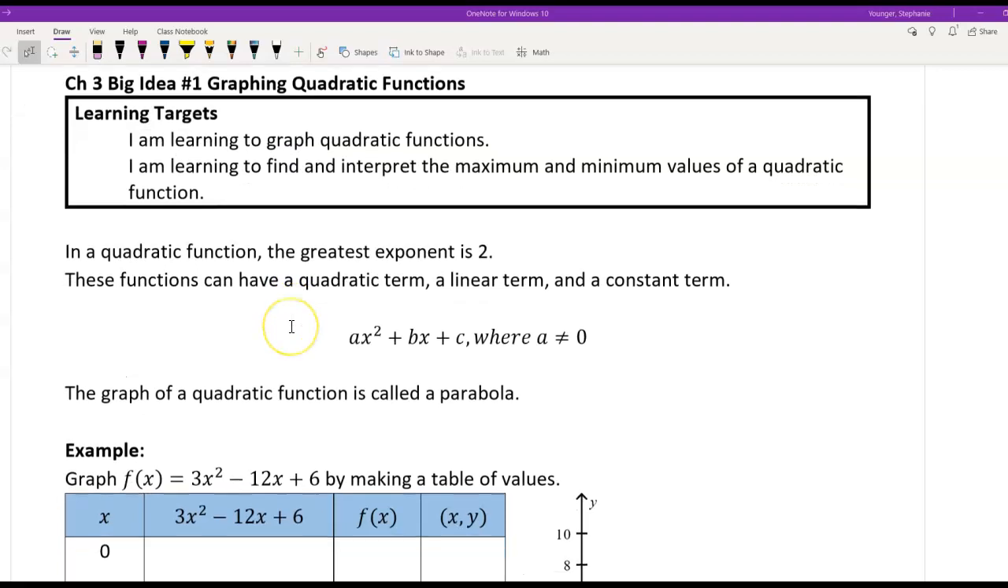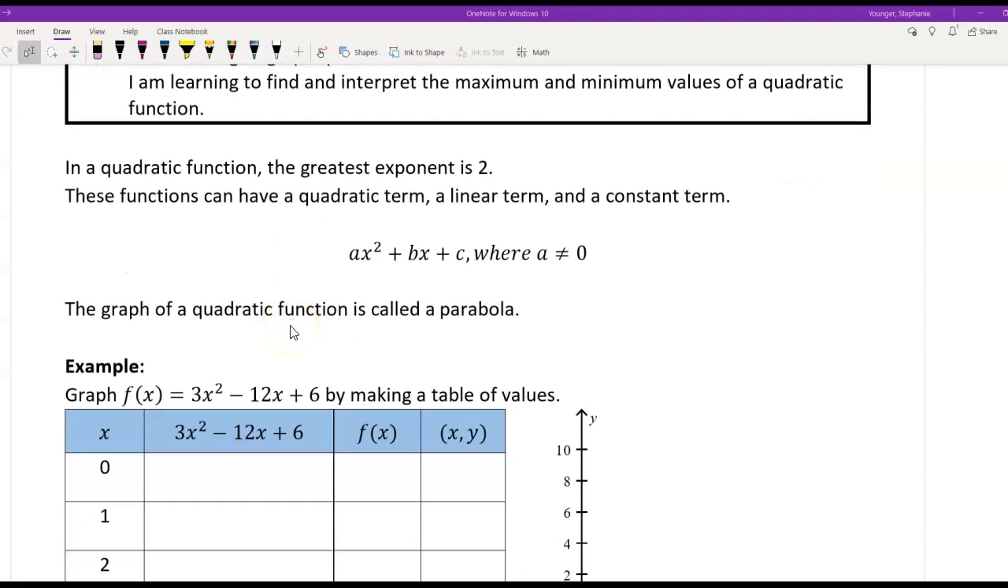Some big things you need to realize: in a quadratic function, the greatest exponent is 2. These functions can have a quadratic term, a linear term, and a constant term, so A, B, and C. The big thing here is A can never, ever, ever equal 0. And the graph of a quadratic function is a parabola, that smiley face or the frowny face.